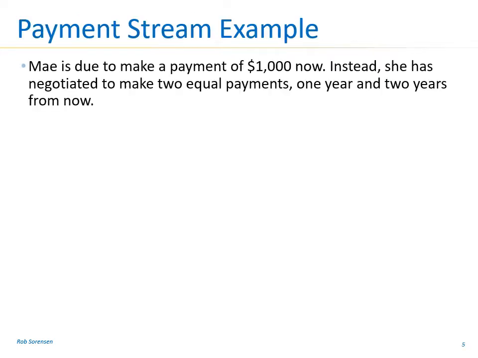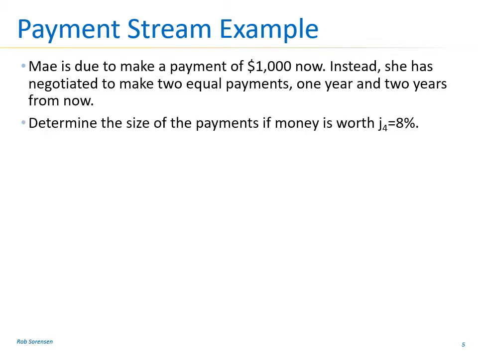Let's have a look at an example. May is due to make a payment of $1,000 now. Instead, she's negotiated a different deal. She's going to make two equal payments, 1 year and 2 years from now. That's an easy example to think about. Somebody is supposed to give you $1,000 today. You catch up to them in the hallway and they say, oh, sorry, I don't have the money. Can I give you two payments instead, one a year from now and another one 2 years from now? Well, you probably want some interest with that.